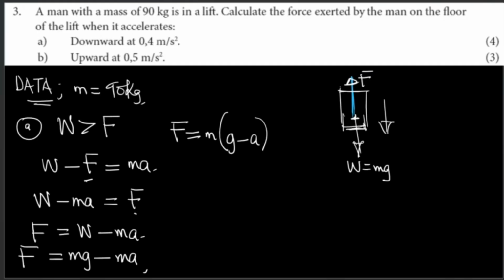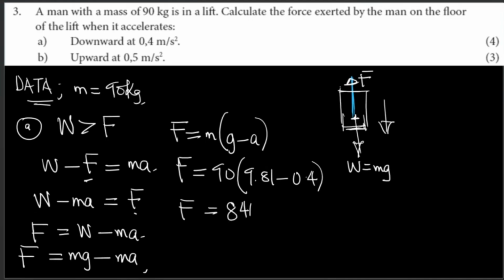So for the downward movement, force exerted is going to be equal to the mass, which is 90, times 9.81 minus 0.4. Can someone give me the answer here? 846.9. So this is going to be the force exerted by the man on the floor of the lift when the acceleration is downward. So what if it's upwards?